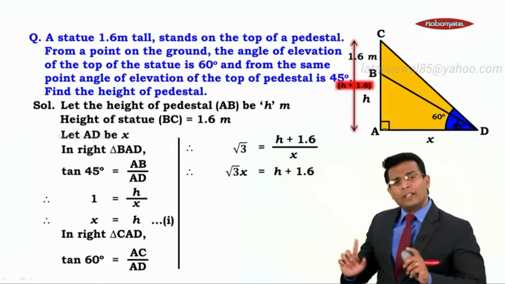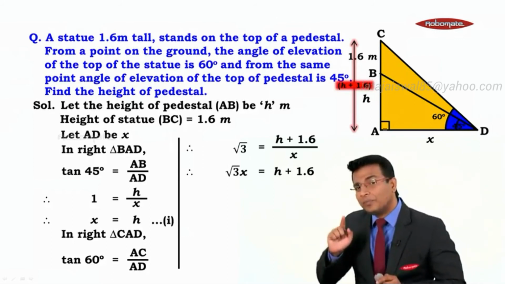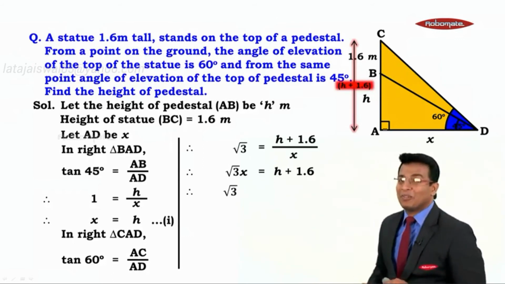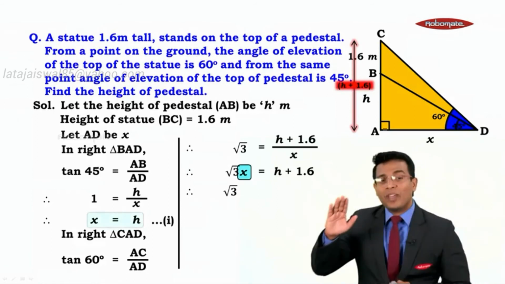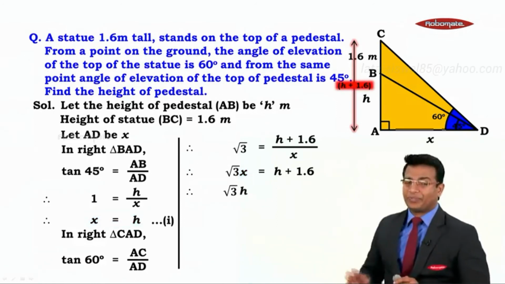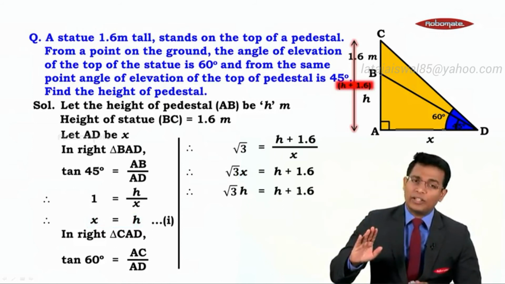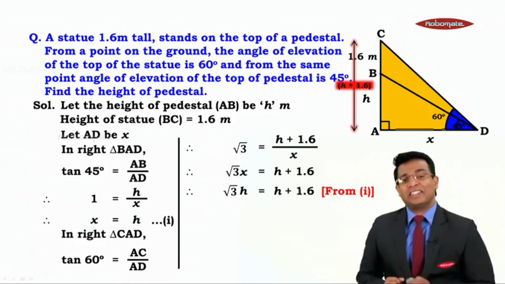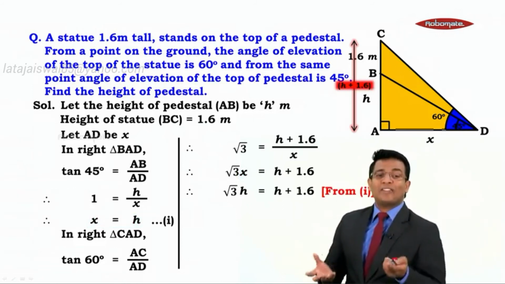Now, two different variables here, x and h, but we know one thing, that x is equal to h. We know that from equation number 1. So instead of x, we can write h there. Root 3 h is equal to h plus 1.6. So we write the reason there is from 1. Now solve it further, and we get the value of h.